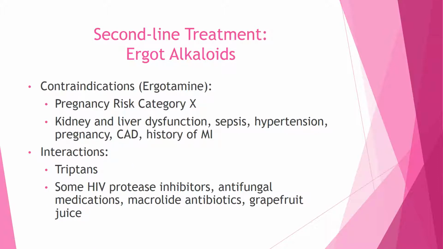Contraindications, pregnancy risk category X, kidney and liver dysfunction, sepsis, hypertension, pregnancy, coronary artery disease, and risk of MI. Interactions are your triptans, some HIV protease inhibitors, antifungal medications, macrolide antibiotics, and grapefruit juice.